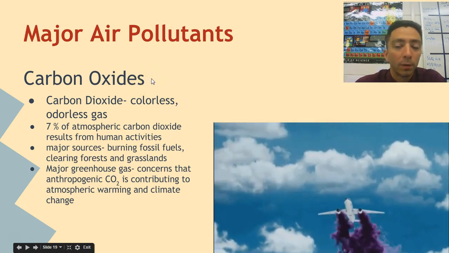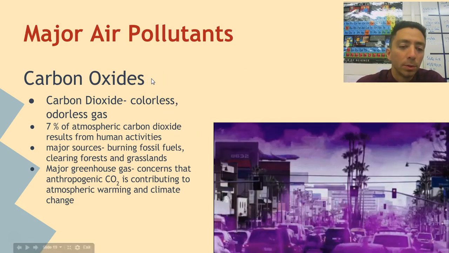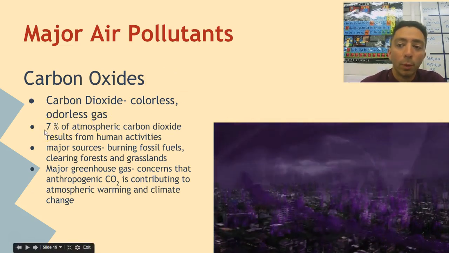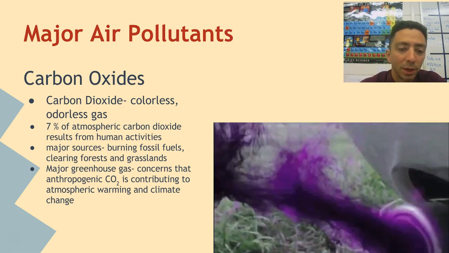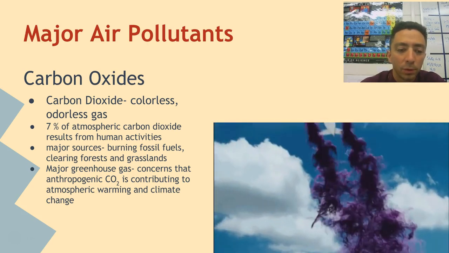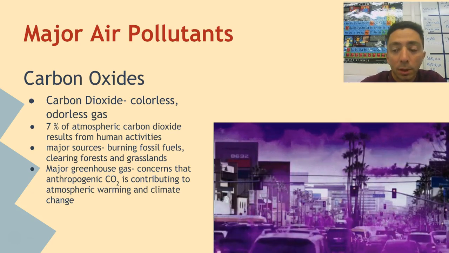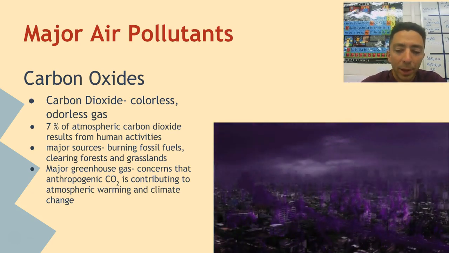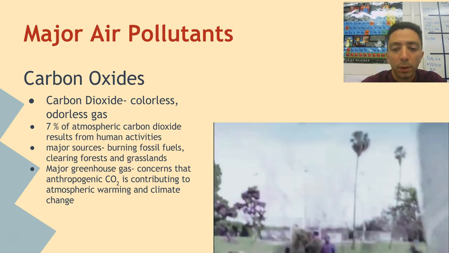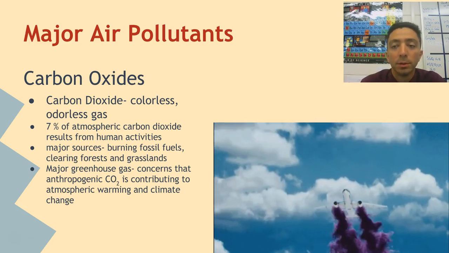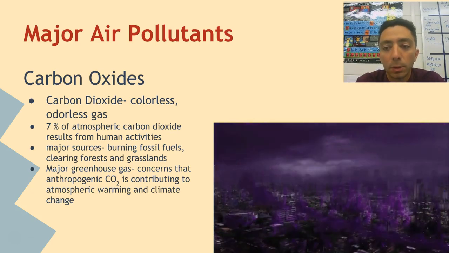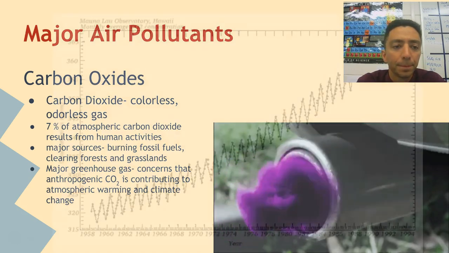Carbon dioxide is produced whenever we burn anything. It makes up 0.038% of the atmosphere, but 7% of the atmospheric carbon dioxide comes from our activities burning fossil fuels, as well as clearing forests and grasslands. The major concern with carbon dioxide is not health risks, although if you breathe too much of it in, you're not getting enough oxygen, and I guess you could suffocate. But global warming is where it's going to do the most damage, and we'll cover that later, probably in class actually.